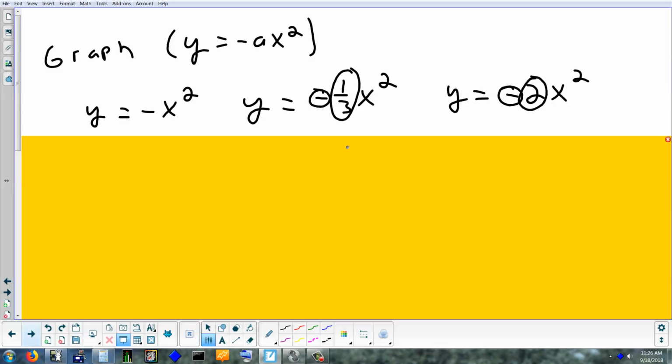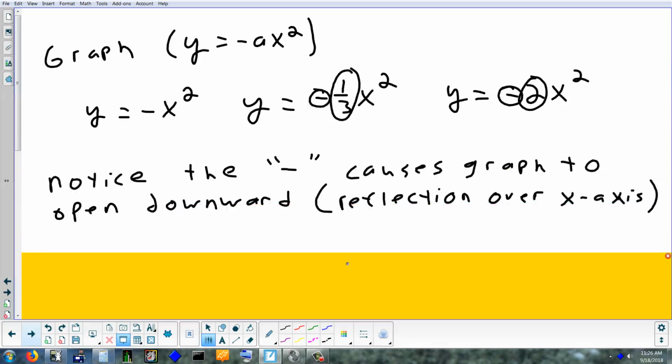Okay, we're going to write that. We'll talk about this right now. So the negative, this is what I said I had written down, but it came a little later than I thought. The negative causes the graph to flip over the x-axis. In other words, it opens down instead of opening up.